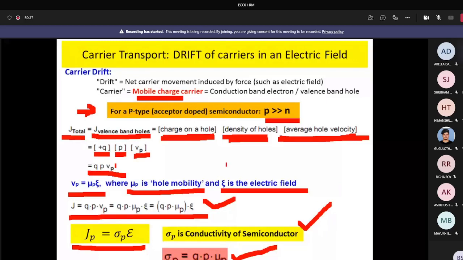Similarly, for the n-type semiconductor, sigma n will be Q n mu n, where n is the carrier concentration of the majority carriers, the electrons, if you consider the n-type semiconductor.